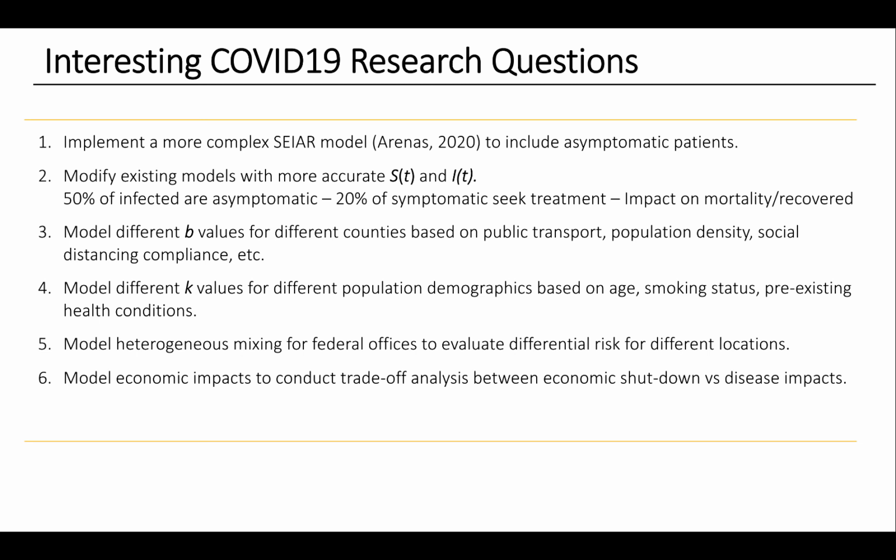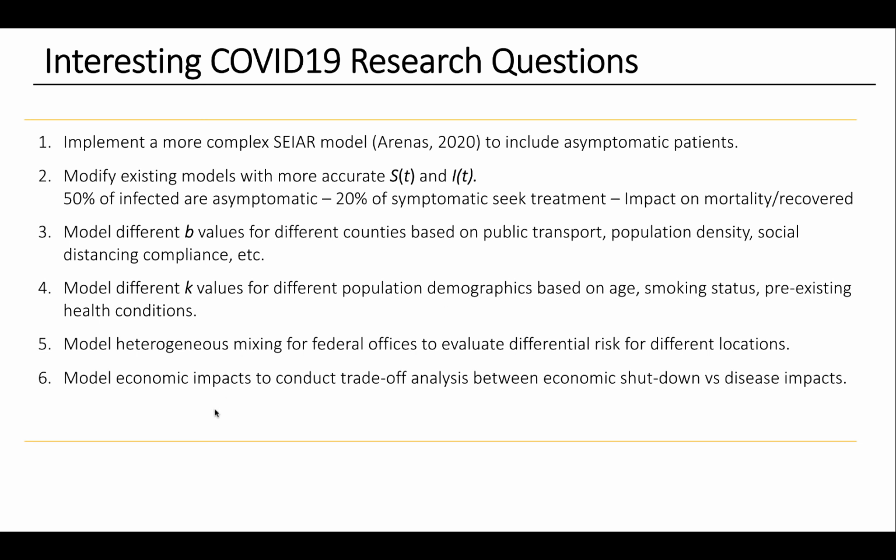We want to consider modeling heterogeneous mixing for different federal offices so we can evaluate a differential risk at different locations. The force protection posture you might take in New York City is probably going to be different than in Helena, Montana, for example, or Tampa, Florida.